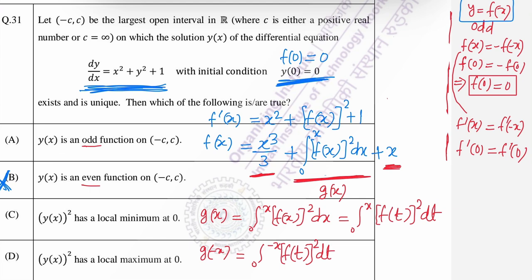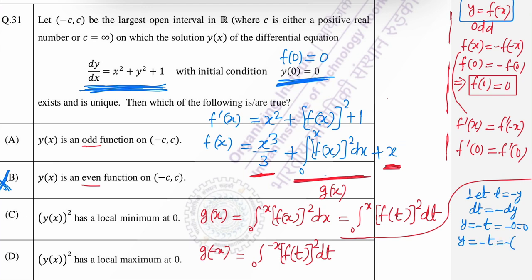Okay, now let us change the limit. I do work for that here. Let t equals minus y. Then dt will be minus dy, and the lower limit: y equals 0, so t is minus 0, which is 0. And the upper limit: y equals minus t, and t is minus x, so the upper limit will be x.